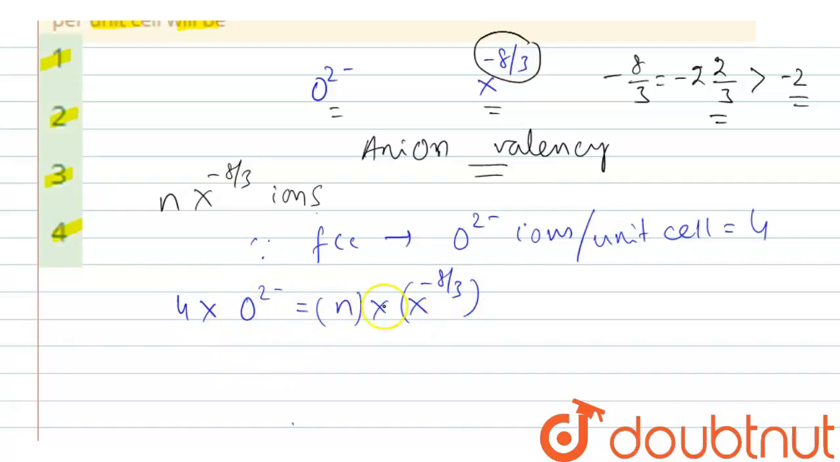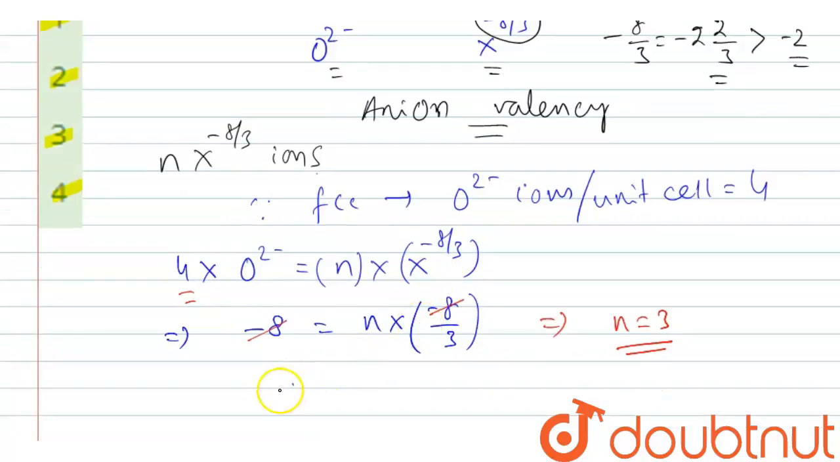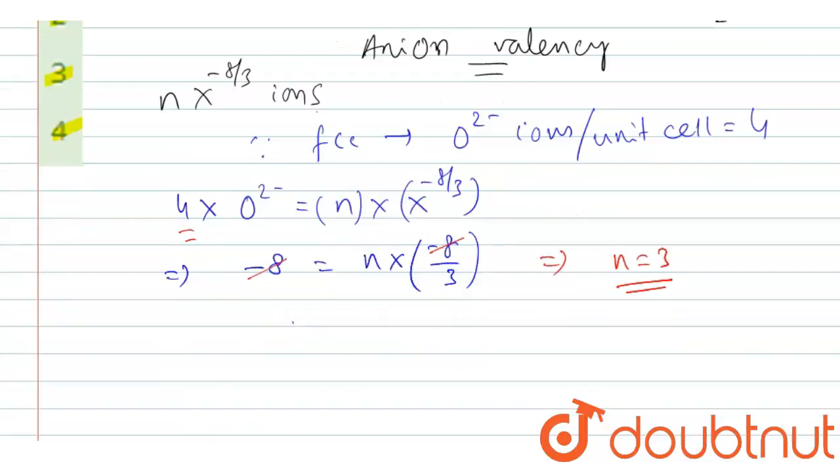Therefore, here let us equate the charge. As a whole, the crystal, that is the unit cell, must be neutral. Therefore minus 8 is equal to n into minus 8/3. Minus 8 cancels out. Therefore n is equal to 3. So in place of 4 oxide ions, 3 X to the power minus 8/3 ions are sufficient. Therefore, we will have one anion vacancy.